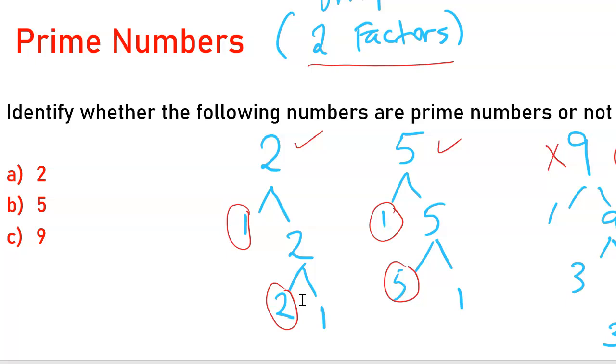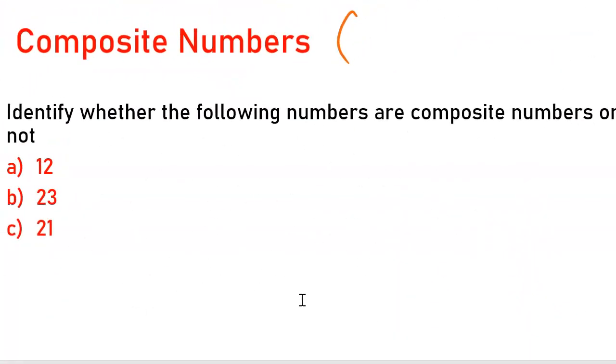Okay, let me repeat. In order to identify whether a number is a prime number, the condition is that the number should only have 2 factors. If it has more than 2 factors, then that number is not a prime. It's actually called a composite number if it has more than 2 factors, which is what we are going to look at next. So what is a composite number? A composite number is basically a number that has more than 2 factors. Let me write here: more than 2 factors. If a number has more than 2 factors, then it is a composite.